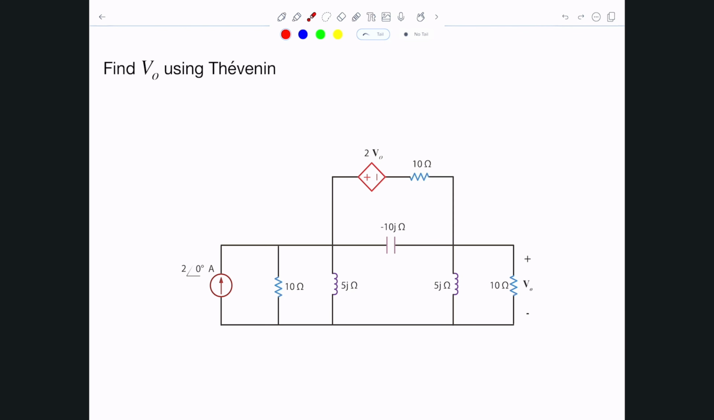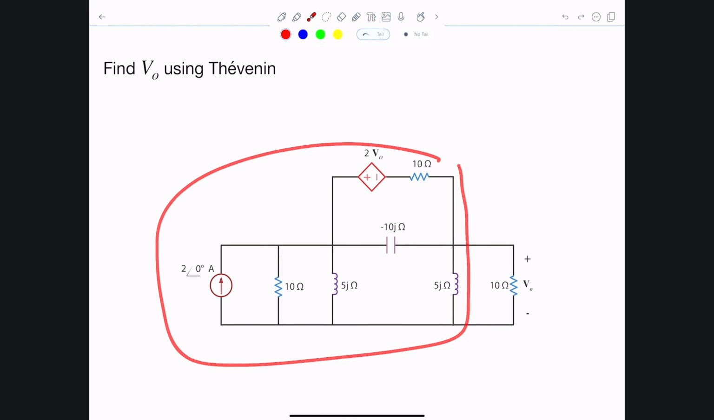In this example, we're given a circuit that has already been transformed to the phasor domain, and we're being asked to compute V0 using Thevenin equivalent circuits. Pretty much, we're being asked to compute the Thevenin equivalent circuit for this part of the circuit, and then connect the 10 ohm to it and figure out what V0 is.